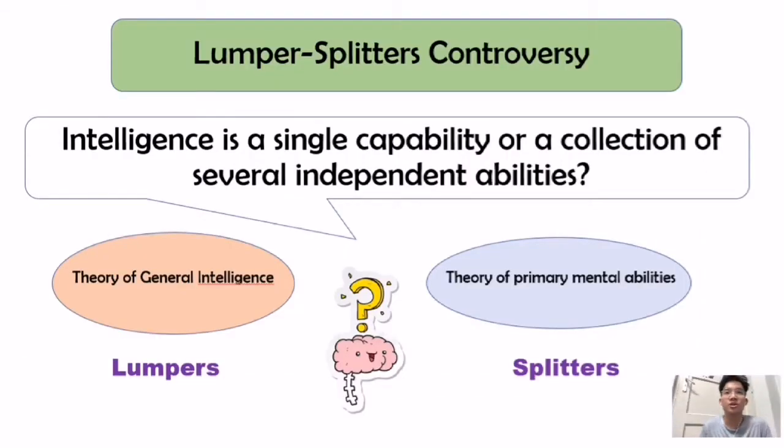What is the structure of intelligence? Another controversy that is critical to the biological understanding of intelligence is whether intelligence is a single capability or a collection of several independent abilities. Intelligence theories tend to fall into one of two groups: lumpers and splitters. Lumpers claim that intelligence is a single unitary capability, which is usually called the g factor. Splitters, by contrast, hold that intelligence is made up of several mental abilities that are independent of each other.